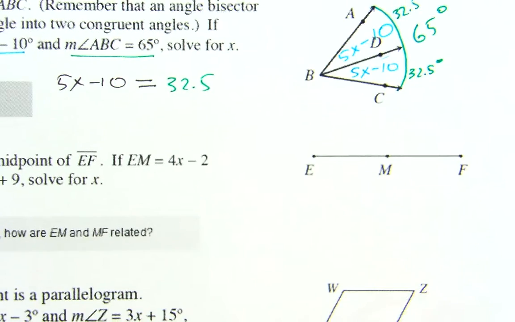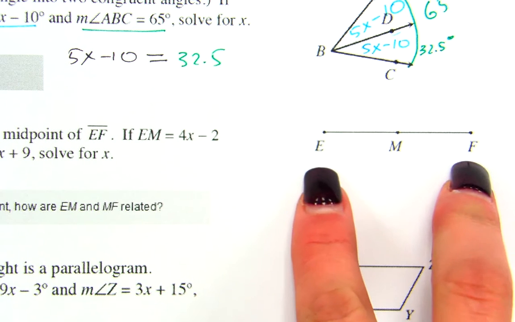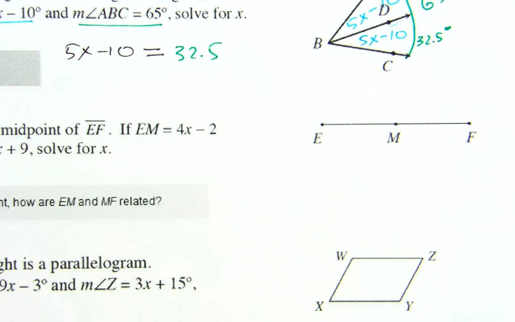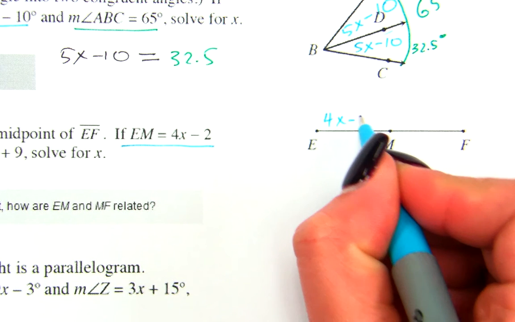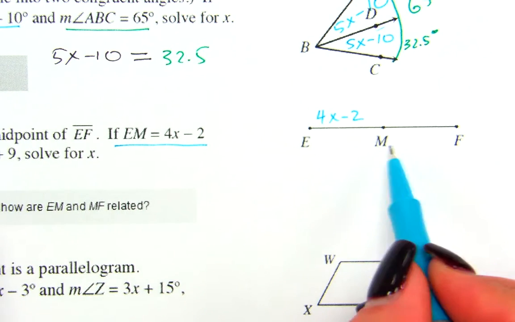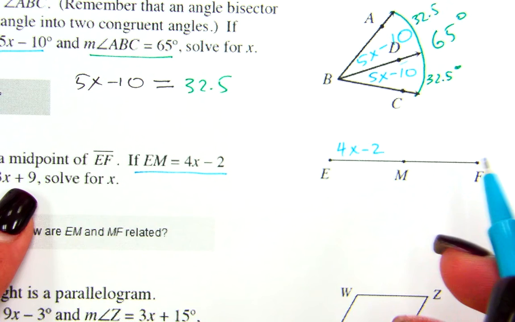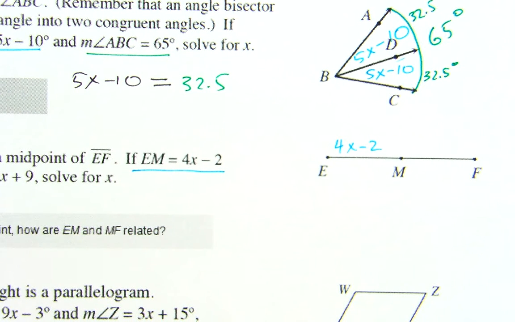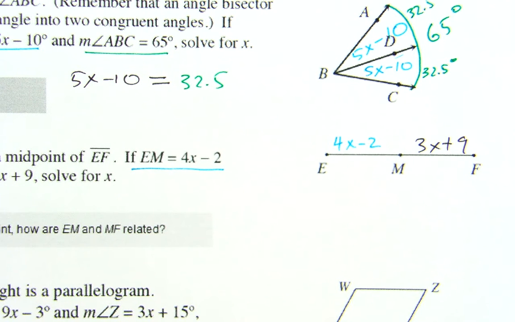Okay, part B. M is the midpoint of EF. Okay, so M is right in the middle between these 2 points. You have a line segment. If EM is 4x minus 2, okay, so let's do EM. EM is 4x minus 2. And MF is 3x plus 9. Even though it's in the middle, they don't actually have the same information, so it gets a little confusing, but we know that M is right in the middle. And MF is 3x plus 9. Solve for x. All right?